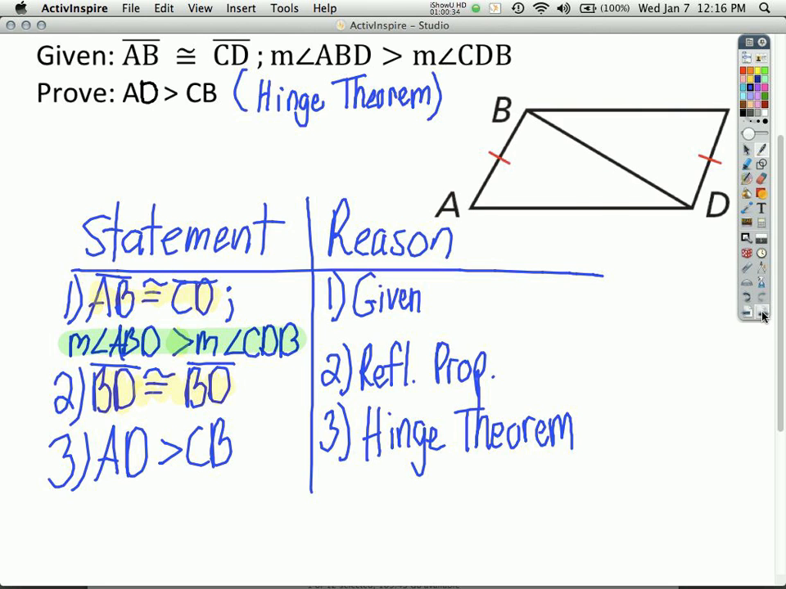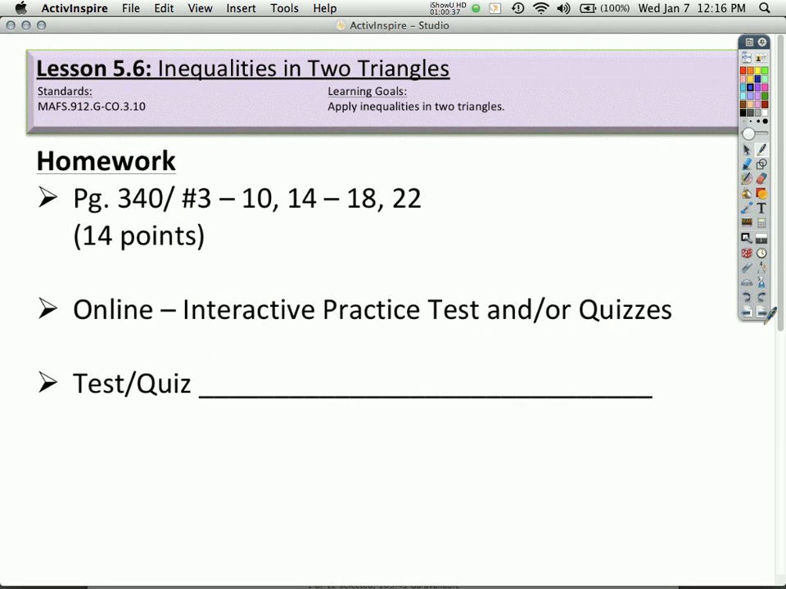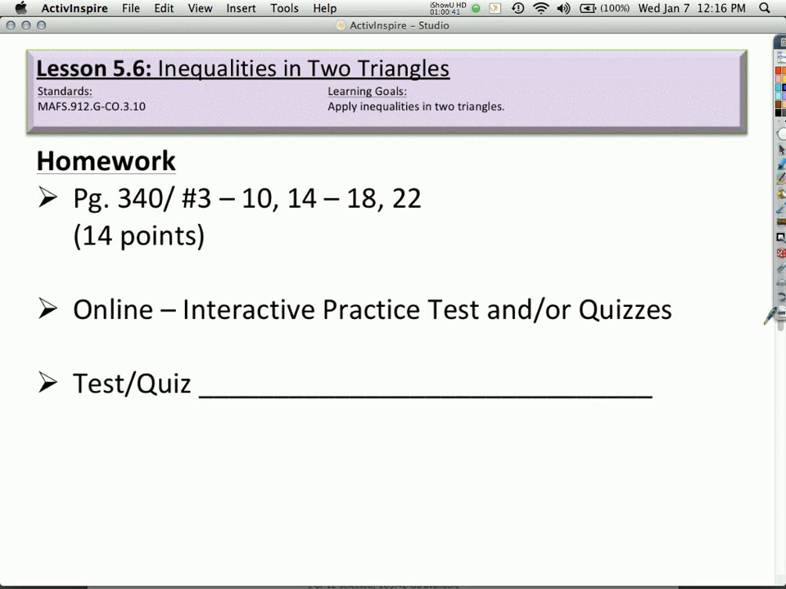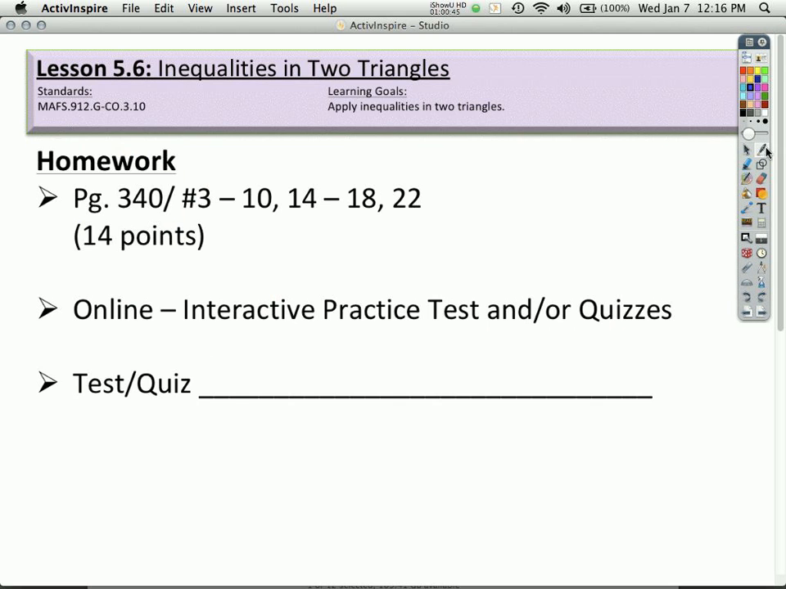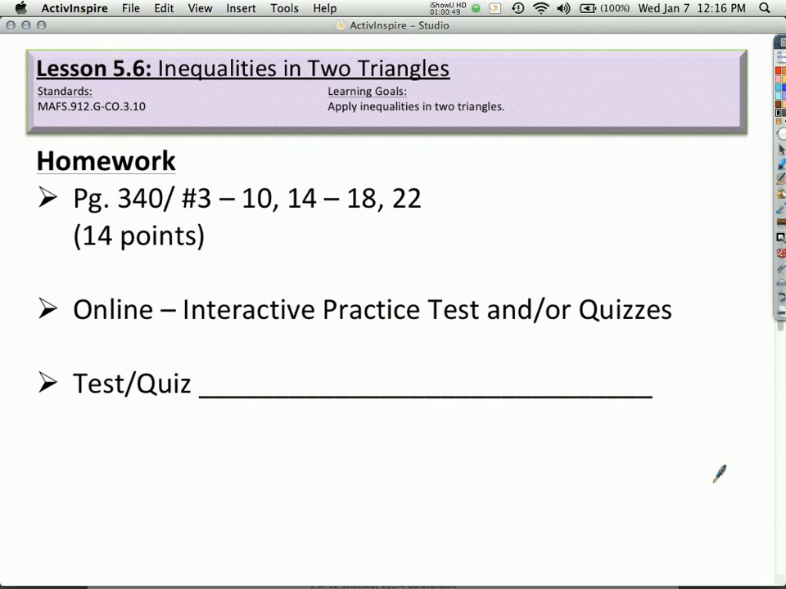I had a little bit more planned, but I'm happy with what we've done. So your homework tonight is page 340, numbers 3 through 10, numbers 14 through 18, and number 22. It works out to a total of 14 points, it's just 14 questions. Start utilizing the interactive practice tests or quizzes online because you have your Chapter 5 test on Friday.